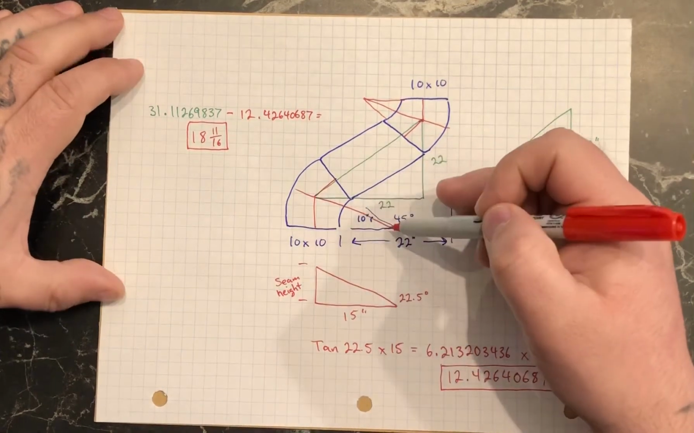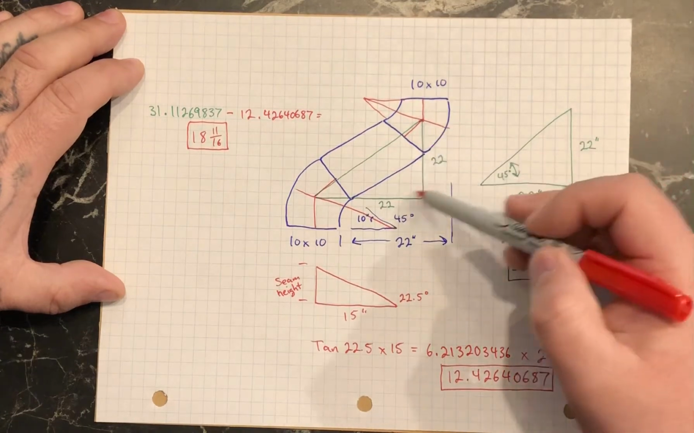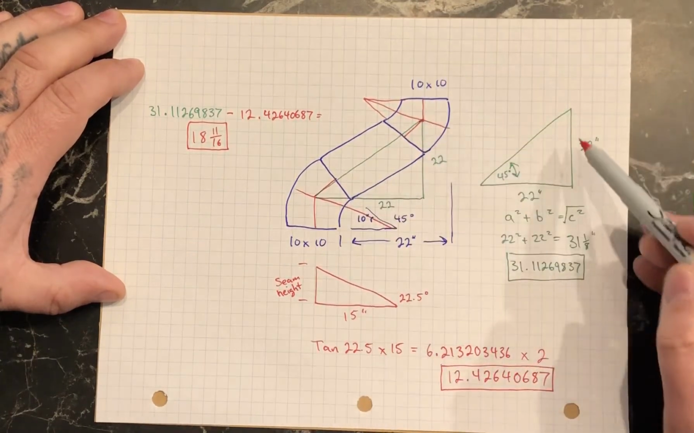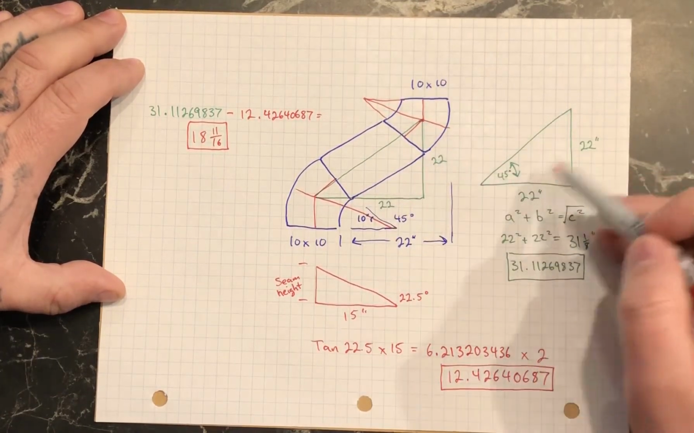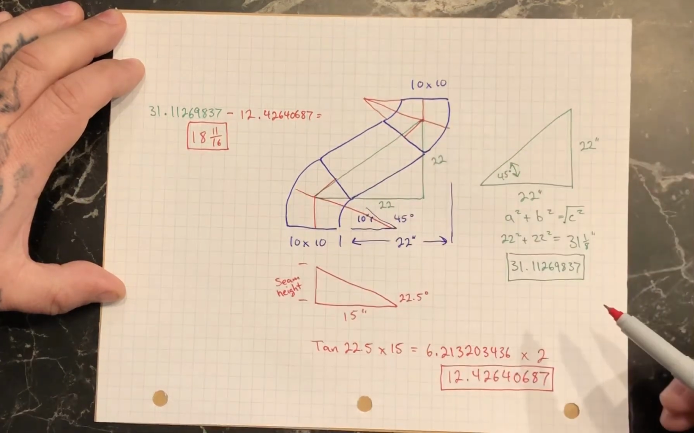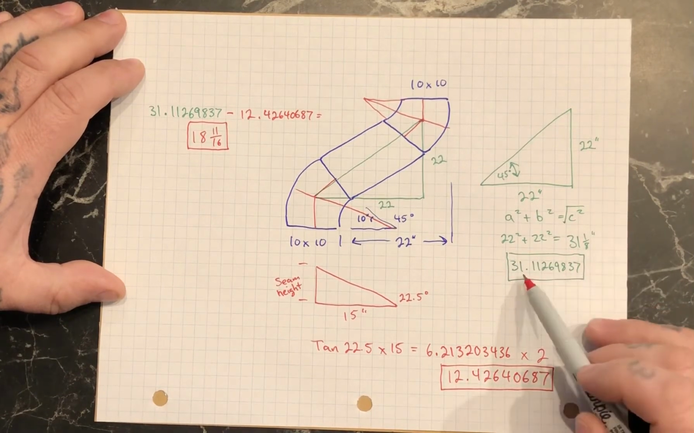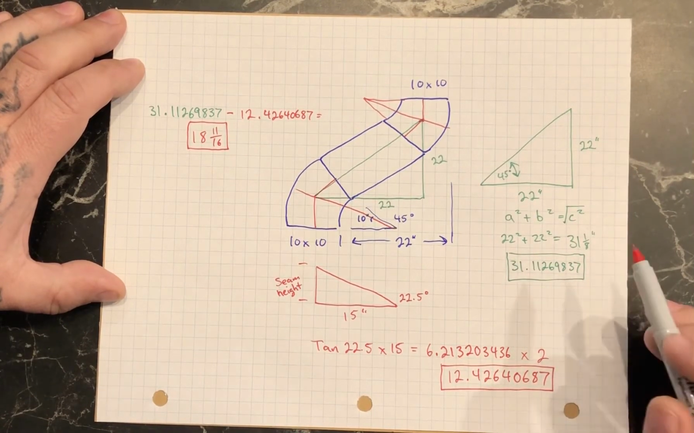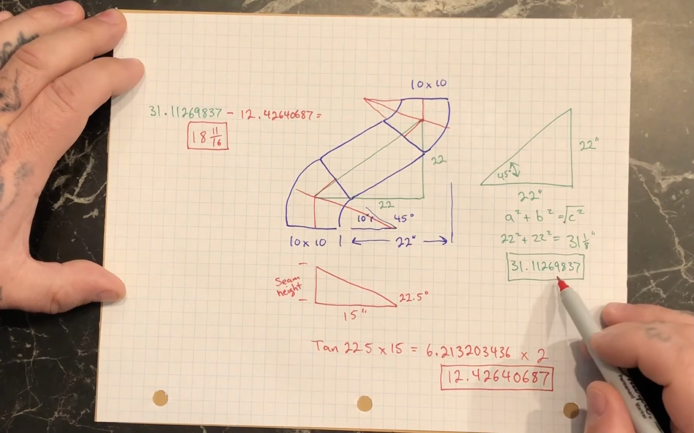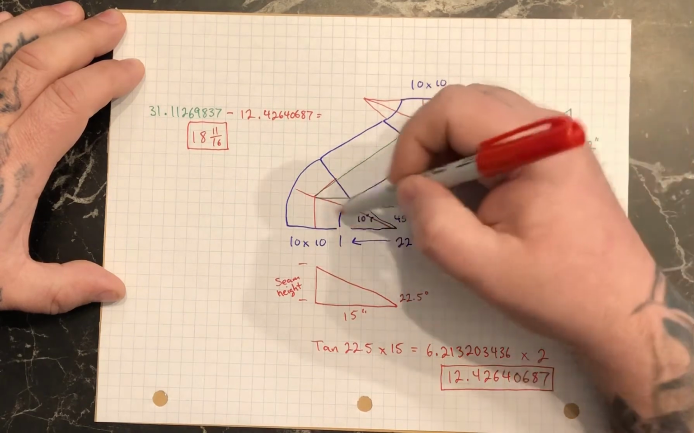So one of the first things you need to do here, I've made a triangle in green, that one right in the middle there, and I brought it over here. So I'm going to do a squared plus b squared equals c squared to get the length of the hypotenuse. So right here, 22 squared plus 22 squared gives 31.11269837.